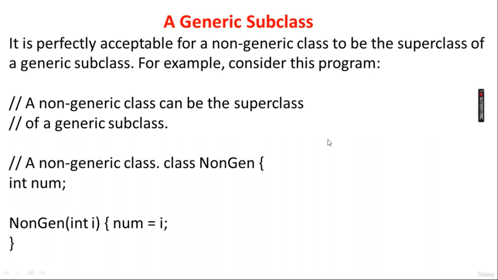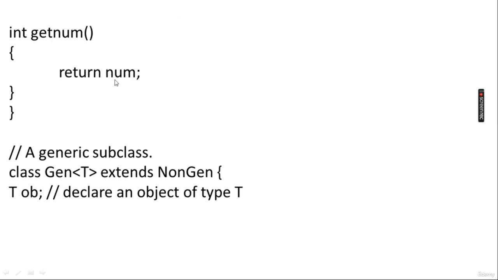Now the generic subclass. It is perfectly acceptable for a non-generic class to be the superclass of a generic subclass. Like a generic superclass can have a non-generic subclass, in the same way a generic subclass can also have a non-generic superclass. The non-generic class can be a superclass of the generic subclass. Class NonGen with integer num, NonGen(int i), num is equal to i. This is the initialization process for the non-generic parameterized constructor. getNum will return num.